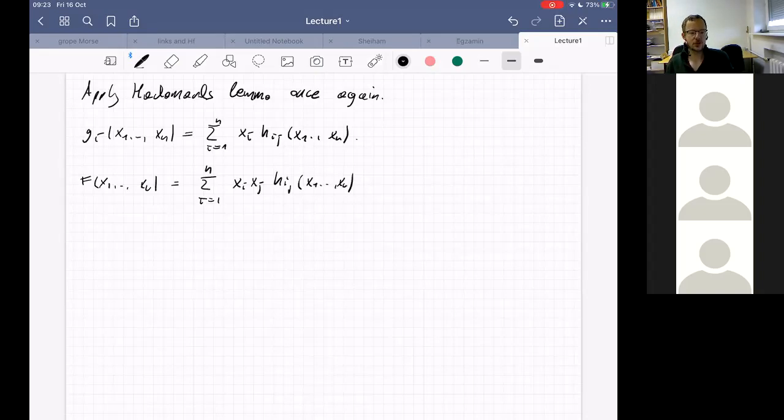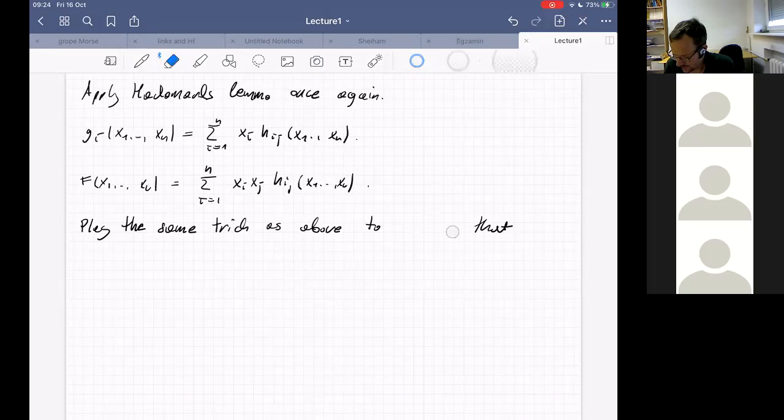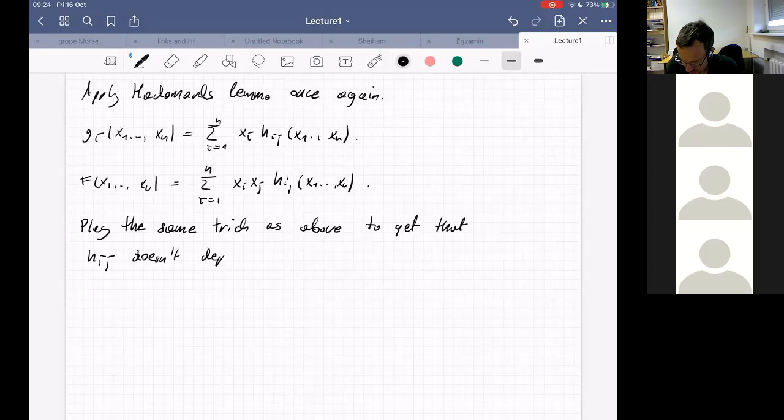Now there is one thing I don't want to go too much into detail. That's why this course is not for second year undergrads, but for at least third year people. So play the same trick as above to conclude, to get that h_ij doesn't depend on x1 for i or j greater than 1. And that's where we used the regularity.